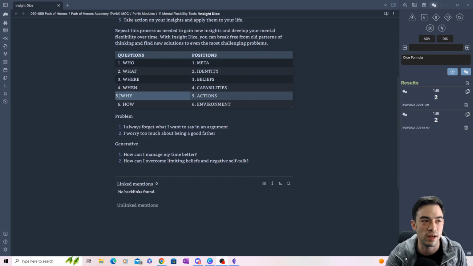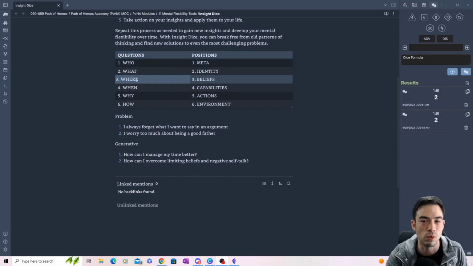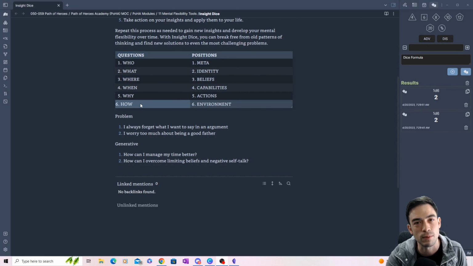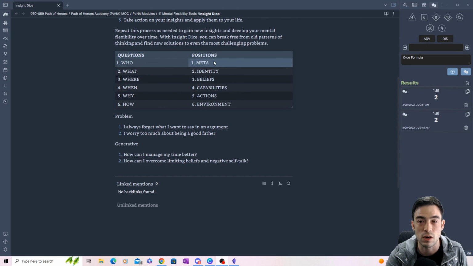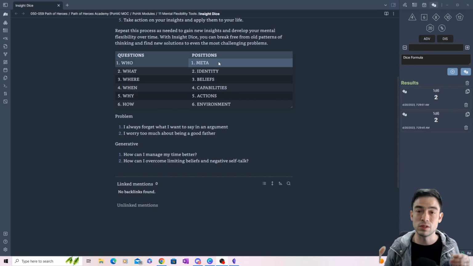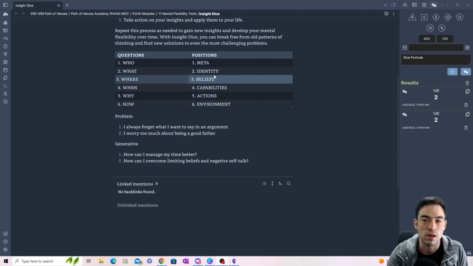So on the left, you have questions. And on the right, positions. So the questions are the standard who, what, where, when, why, and how. On the right, the positions are: number one, meta position. So looking above at the whole situation, what is this a representation of? And that's a bit of a tricky one. And that's probably where you get a lot of benefit in terms of questions. But they all do work.